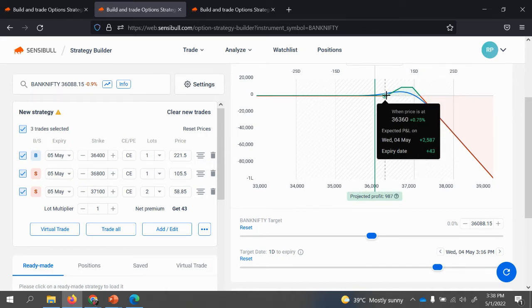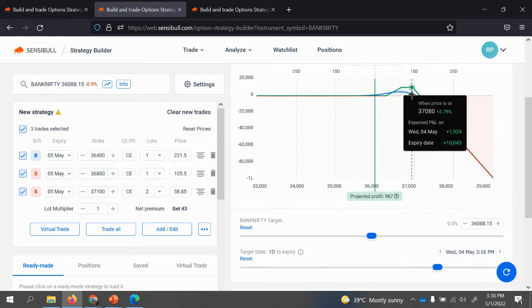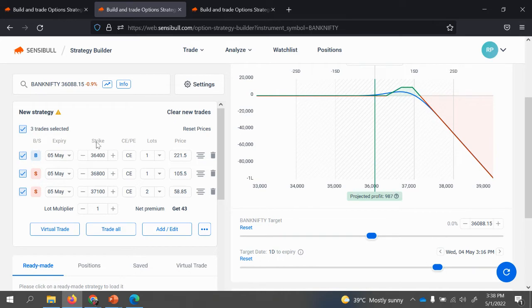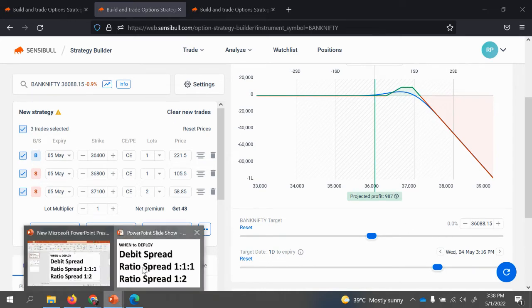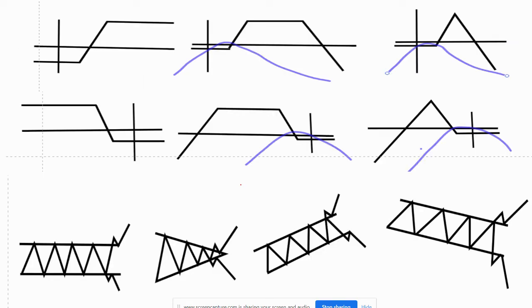So this is the way we trade the ratio spread, and this blue line is very important. I'm just planning to make a video on the blue line. Okay, let me take you back to the PPT. Okay, so now here comes the actual video. So, when to deploy what.